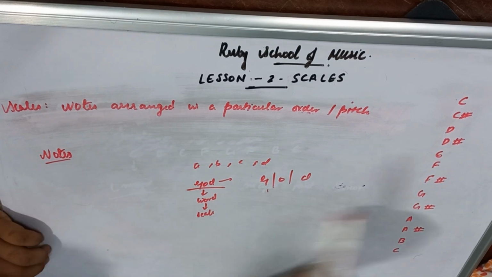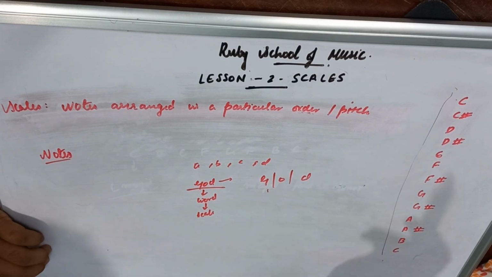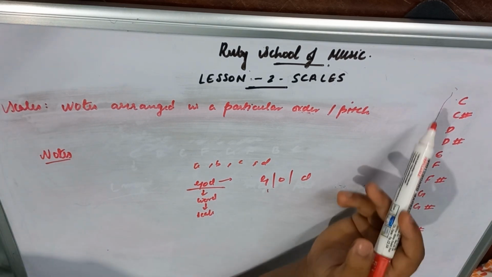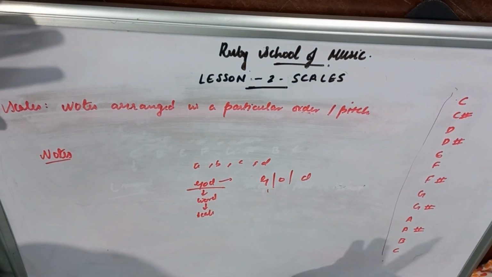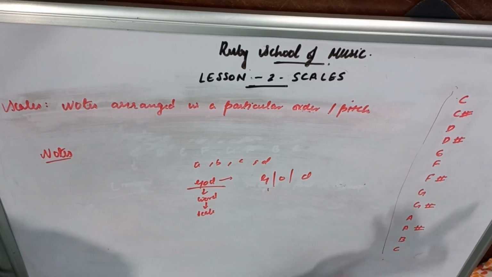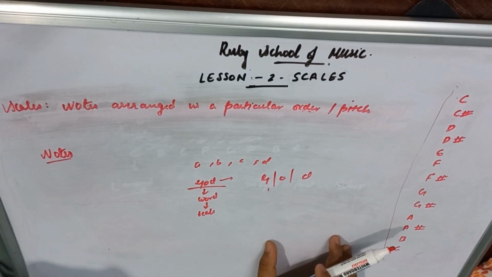In the same way, these are the notes, as we mentioned in the previous class. These combine together in a particular formation, and there is a trick to learn about different scales. I'll tell you about that. So these notes arranged in a particular formation form a scale.